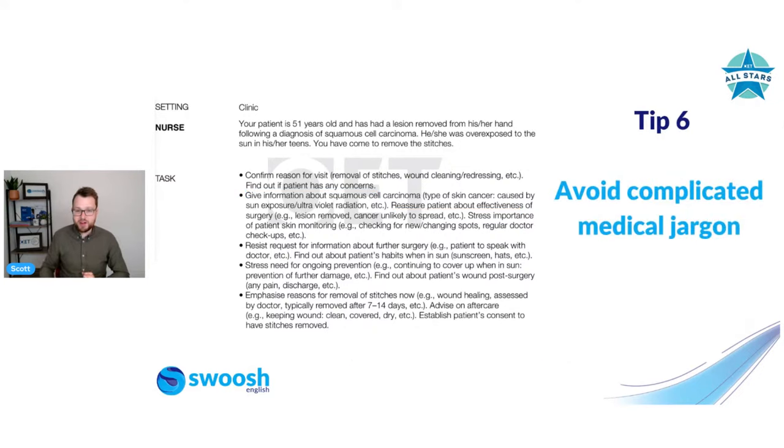Okay. Now, tip number six is really about the role play card itself, but we want to avoid complicated medical jargon when we're giving our actual speaking assessment. The reason is that we don't want to go into detail with all of the complicated words, because it doesn't make us effective communicators. Secondly, it might make the role play card trickier to convey. So use layman language, use simpler language when we are dealing with the role play itself, and it will make everything much easier and much simpler for you.